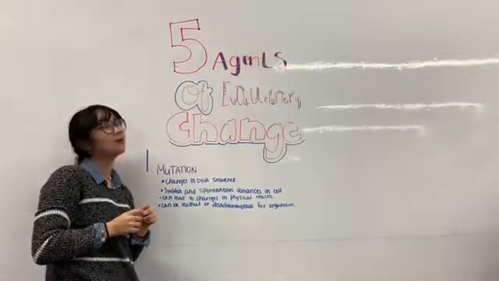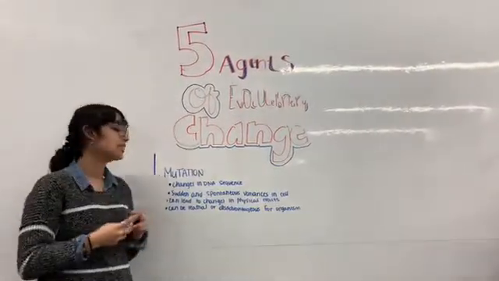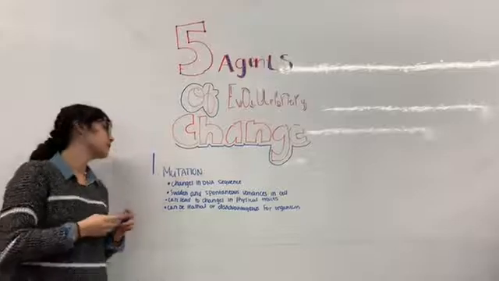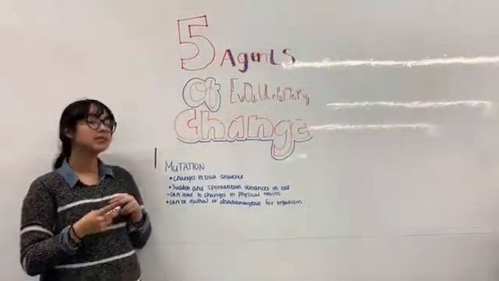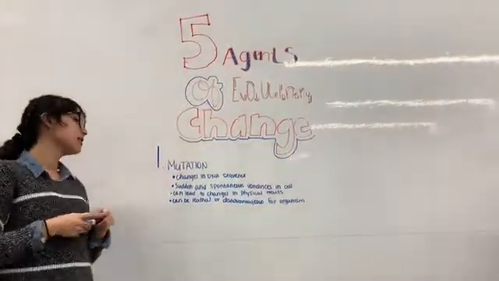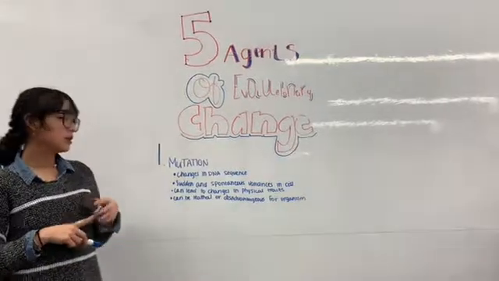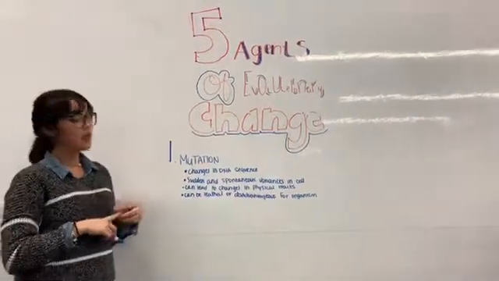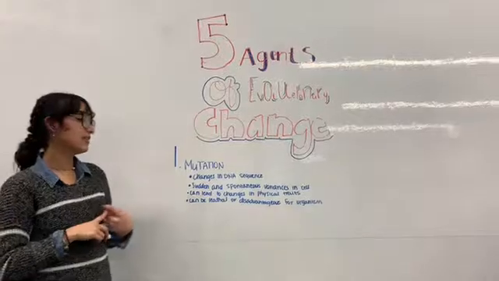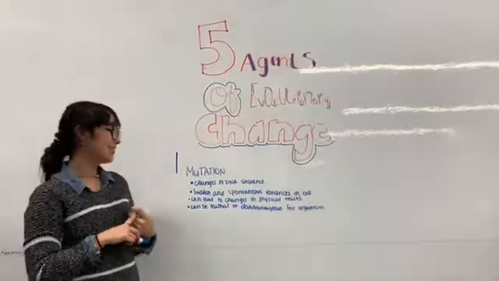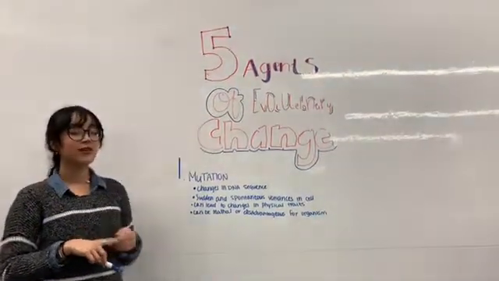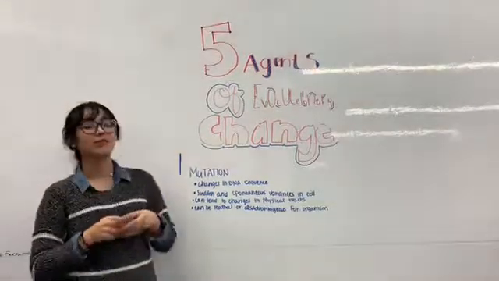Okay, so our video today is going to be about the 5 agents of evolutionary change. And the first agent is going to be mutation, which is changes in the DNA sequence. They can be sudden, spontaneous, and various in cells. They can lead to changes in the physical traits, and they can be either lethal or disadvantageous to the organism. And if they aren't noticeable, they're going to be called silent mutations.